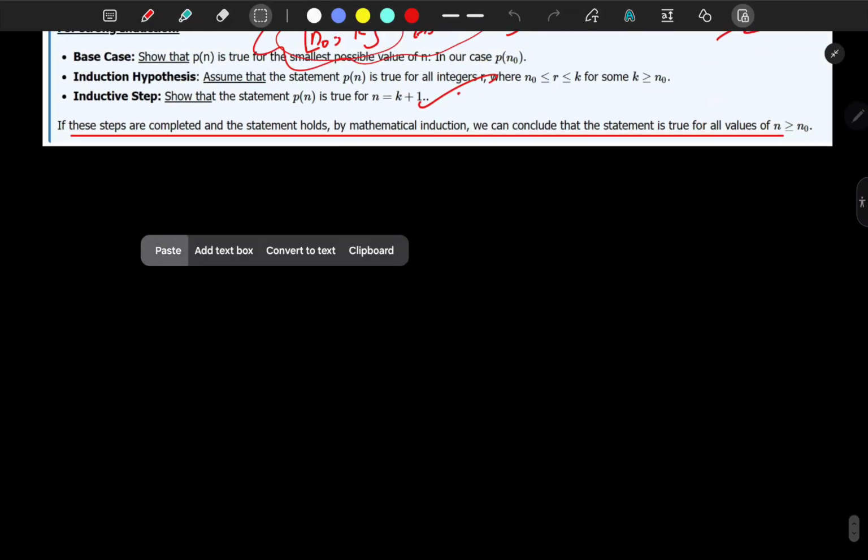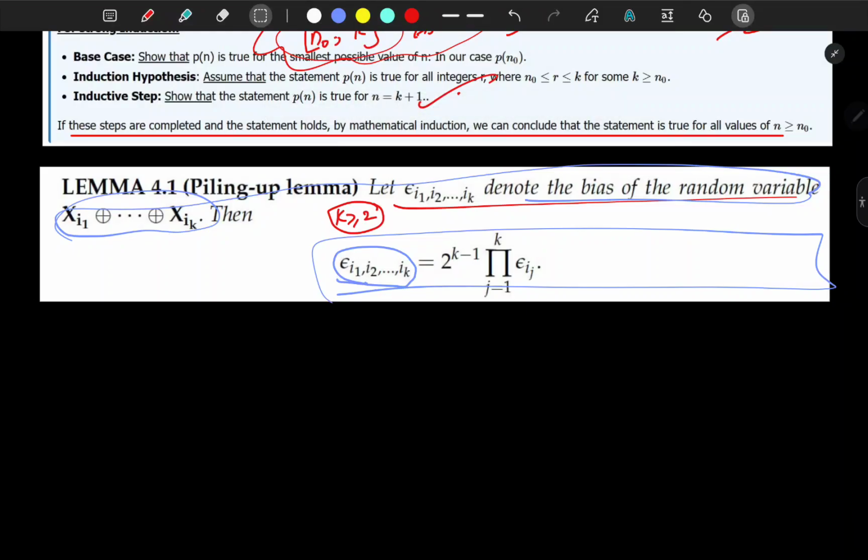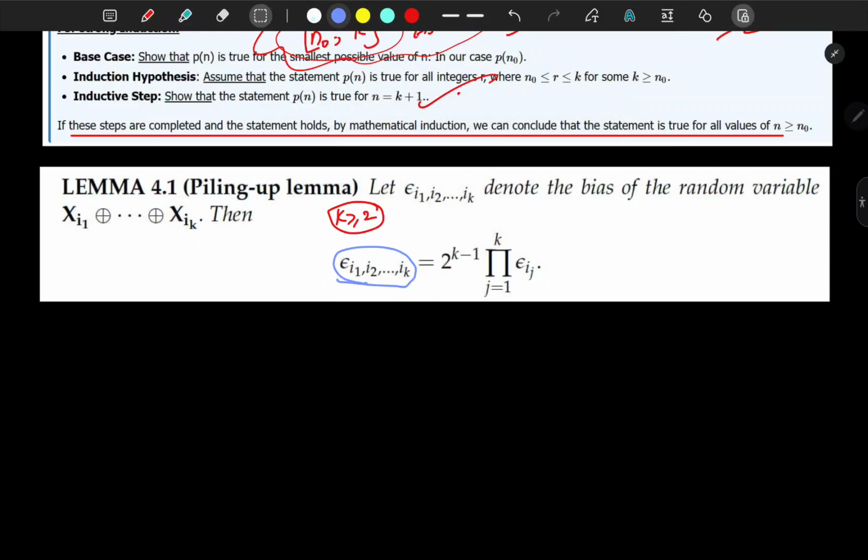Now we are following proof by regular induction. So this is our form. What is the base case? The base case is clearly evident. Let's say it is true for k equals 2.